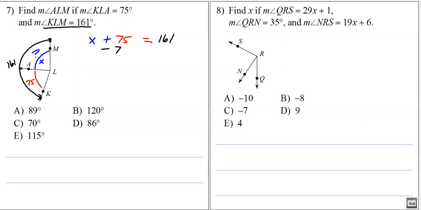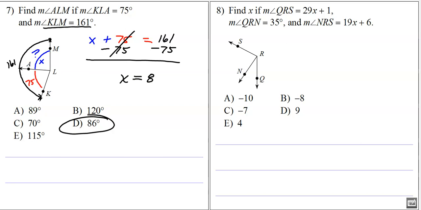Now you don't formally have to write this out. You might just say, hey, I just got to subtract 75. That'll work too. And I subtract that out, and that's going to be 86. Correct answer there is D. X equals 86, or ALM, the measure of angle ALM, is 86 degrees. All right, number 8, we're getting into some algebra here.